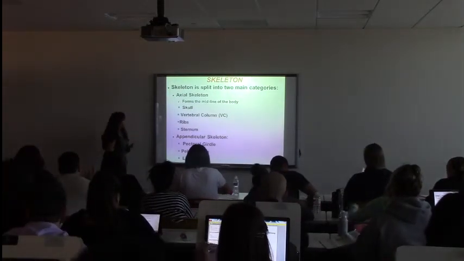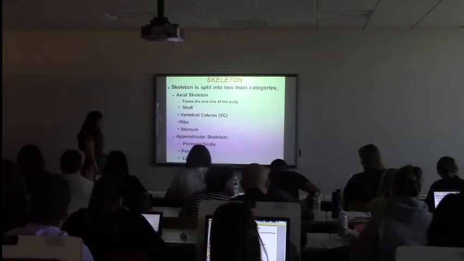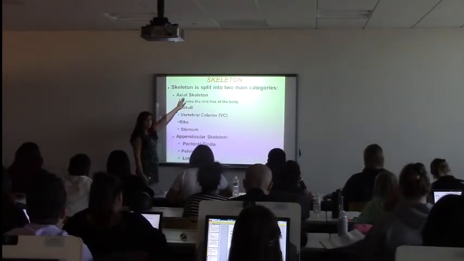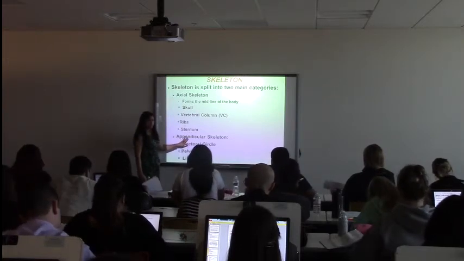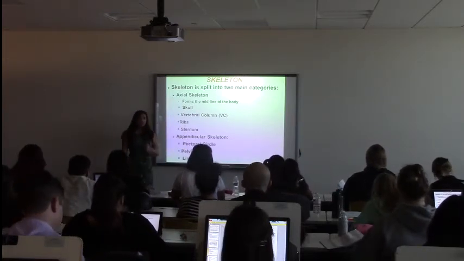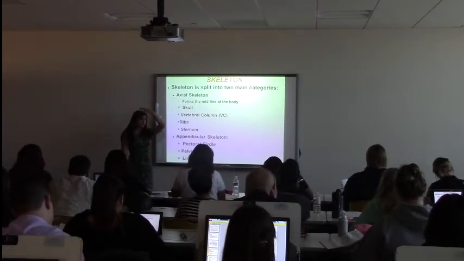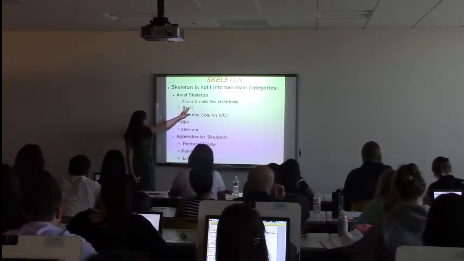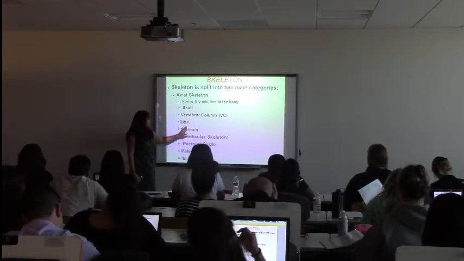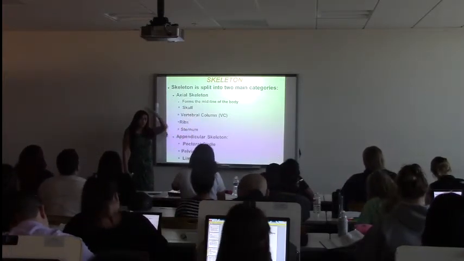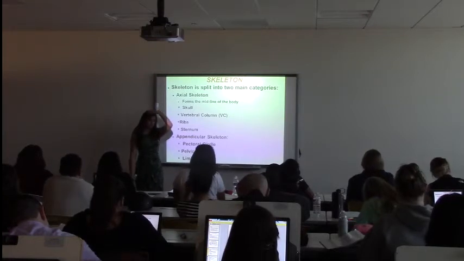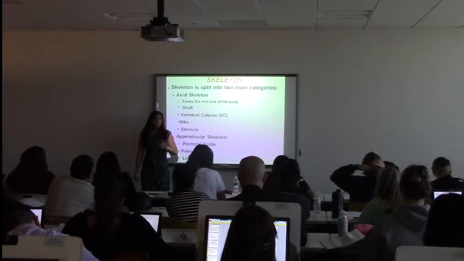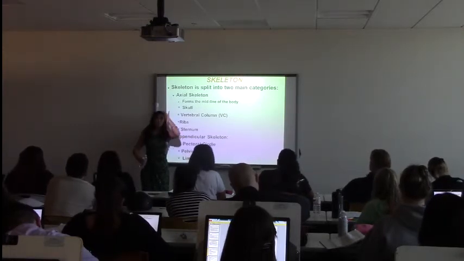Good. So now we're going to talk about the skeleton. The skeleton is split into two main categories: axial skeleton and appendicular skeleton. The axial skeleton makes your midline, meaning your skull, your vertebral column from the back, your ribs, and your sternum. Isn't that right in the middle? So it forms your midline.